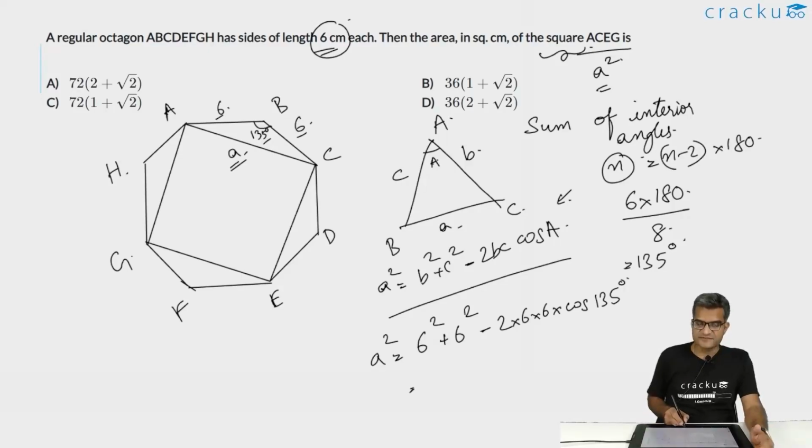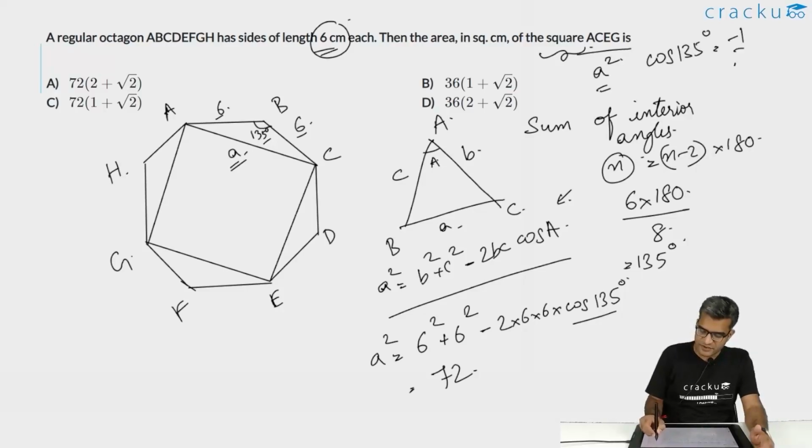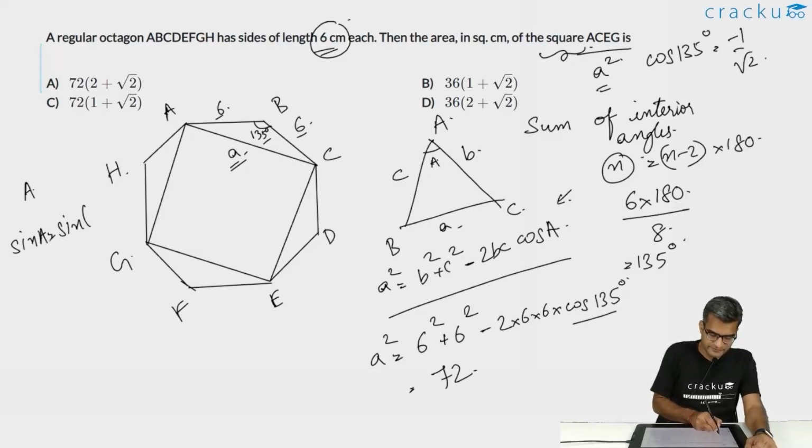6 square is 36 plus 6 square is 36. So this is 72. Cos 135 degrees is equal to minus 1 by root 2. If you are given the value of A, which is an angle, the value of sine of A is equal to sine of 180 minus A.